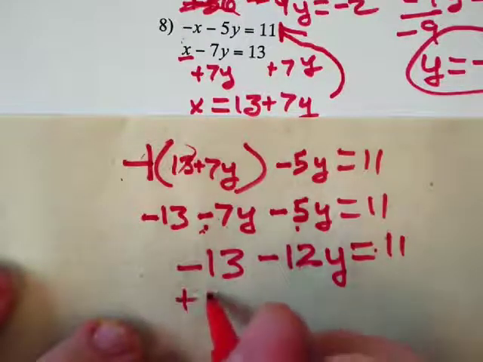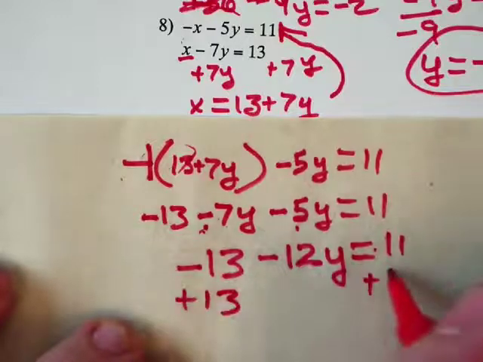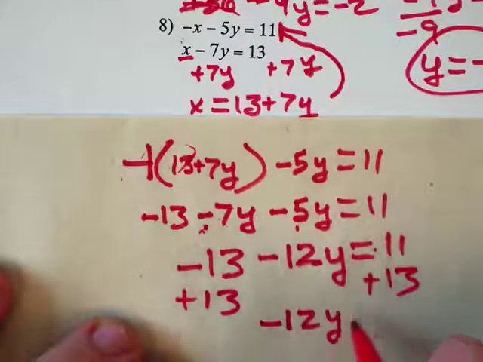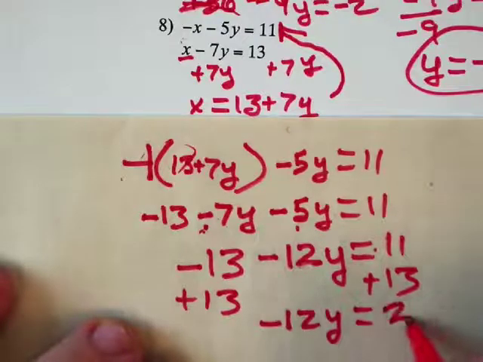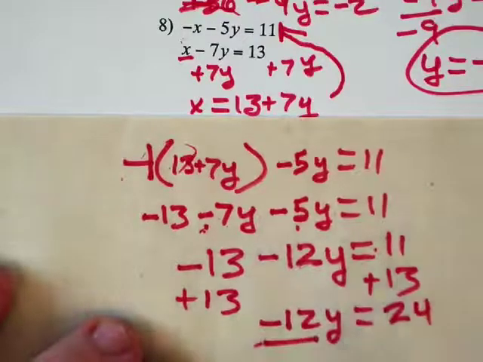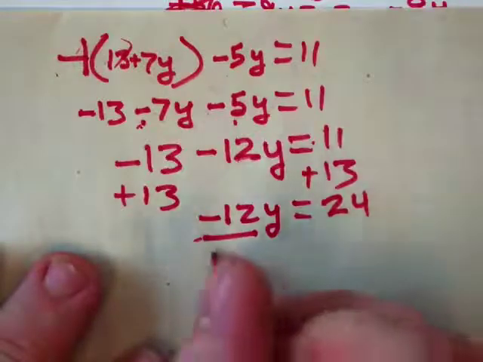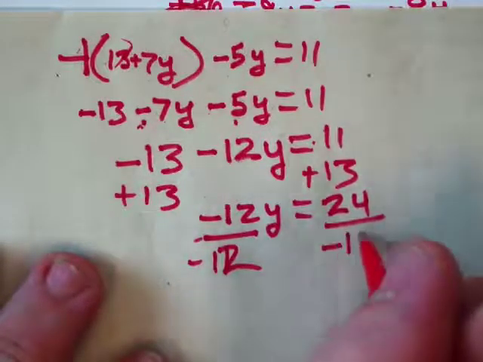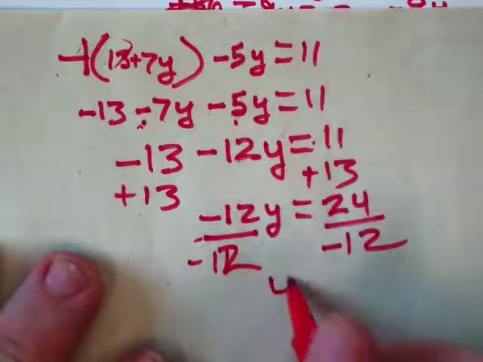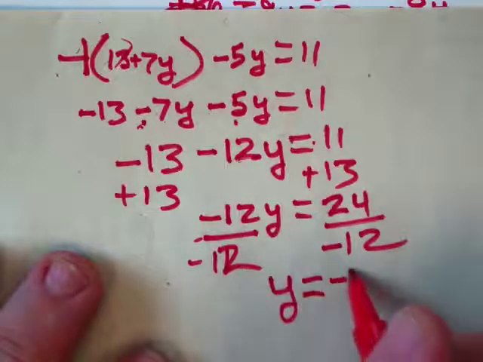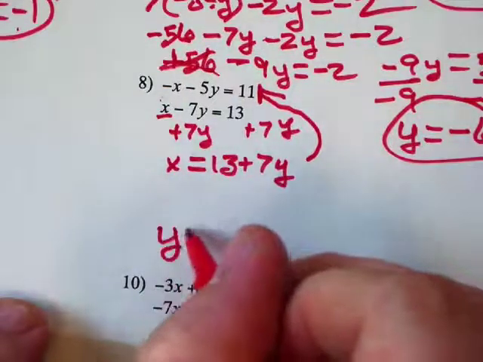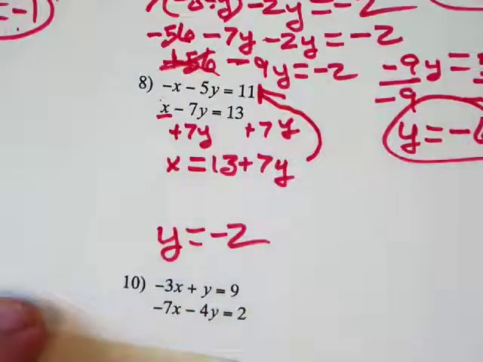Now I'm going to add 13. Add 13, and I have negative 12y equals 24. Divide by negative 12 because we're trying to get the y by itself, and we're left with y equals negative 2. Okay, so we're just going to write that right here, y equals negative 2.